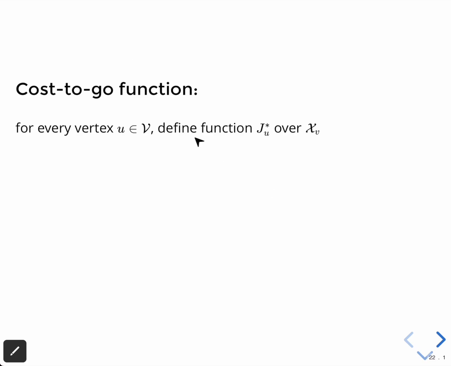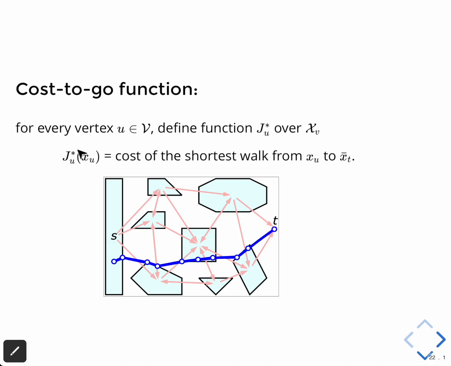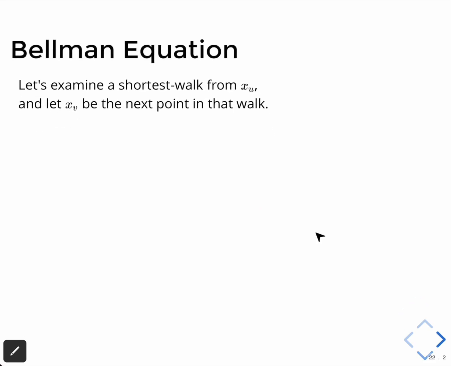For every vertex, we're going to define a function J star over that vertex, where the value of that function at every point is just the cost of the shortest walk from that point to some fixed terminal point. Right, so now we are ready to derive the Bellman equation for this problem.